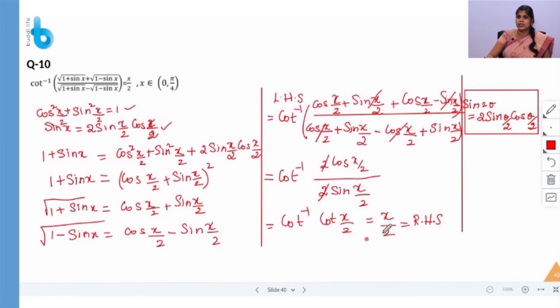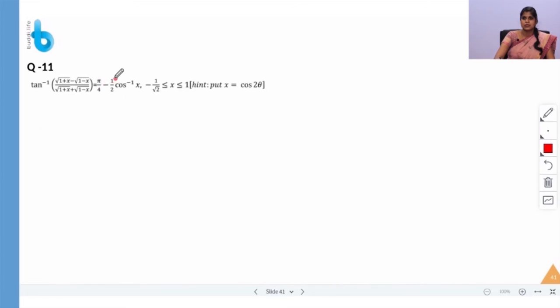So, now we will move on to the next sum. Now look at the 11th question, children. The whole function in the left hand side, we have to bring it to the form of pi by 4 minus 1 by 2 cos inverse of x. We have to prove that this left hand side is equal to the right hand side, and they have given the hint also. Okay, what is the hint?